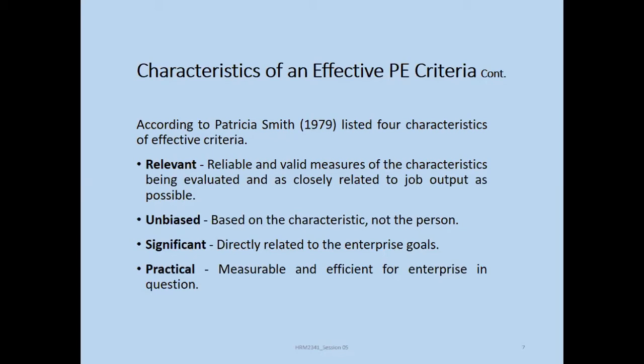By using these 4 authors, we can summarize the characteristics of effective performance evaluation criteria. We can list 6 characteristics of effective performance evaluation criteria. The first one is relevant. The simple idea of relevance is that performance evaluation criteria should be closely related to the job outputs.